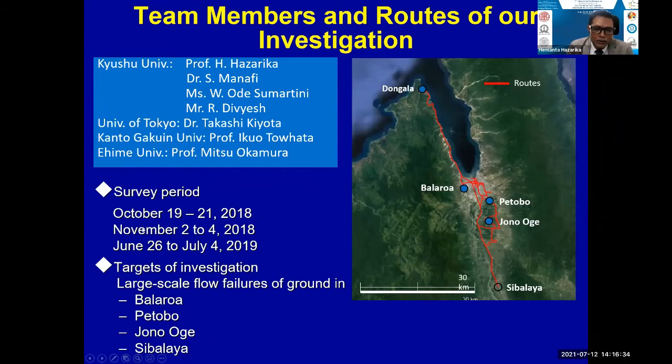We conducted the survey in 3 different periods, two times in 2018 and once in 2019. We wanted to go in 2020, but because of COVID-19, we could not go. We targeted these Balaroa, Petobo, Jono Oge, and Sibalaya, these 4 areas. Of course, along these coastal lines, there were tsunamis, not due to the earthquake but due to the landslides along these coastal lines, and that created the tsunami.